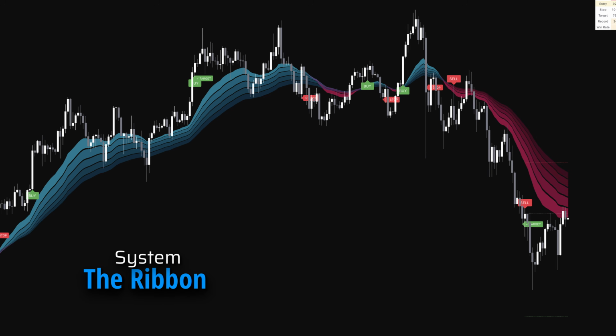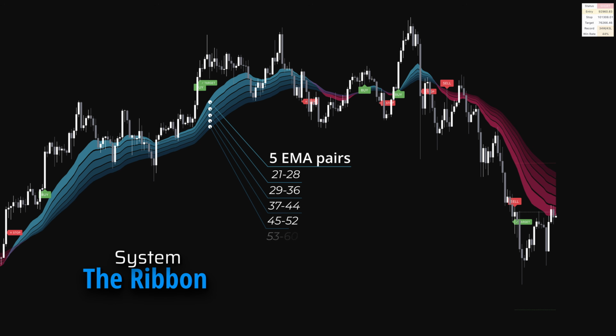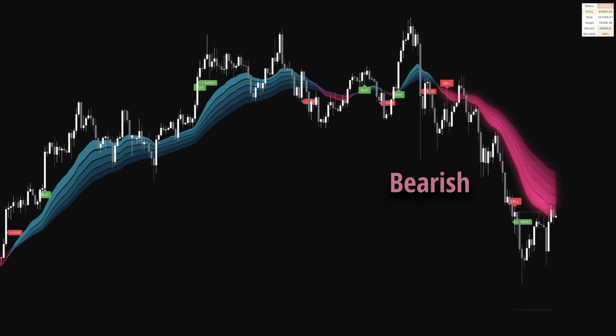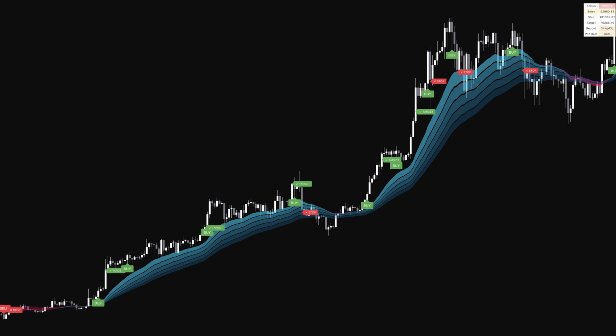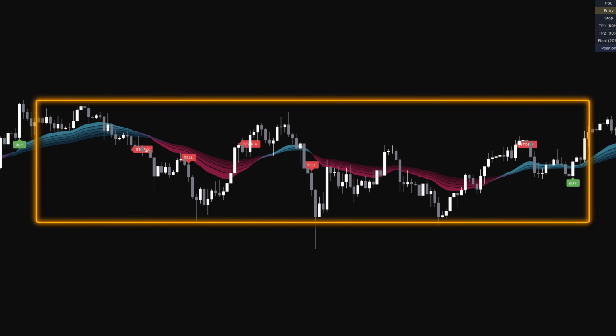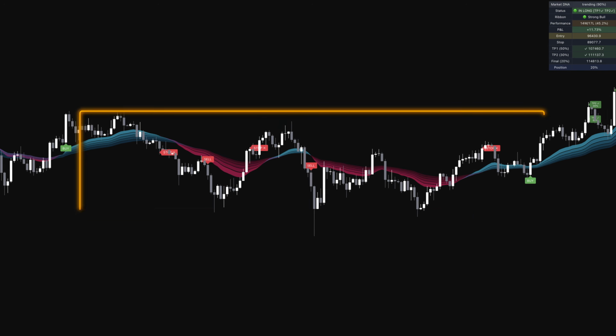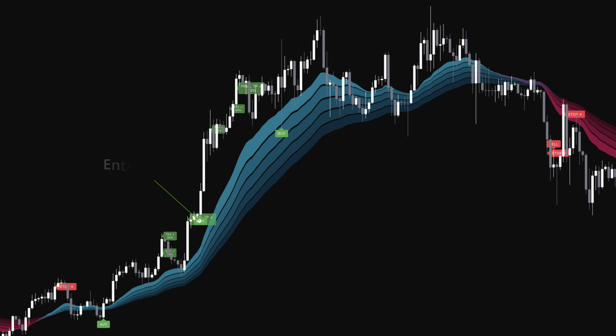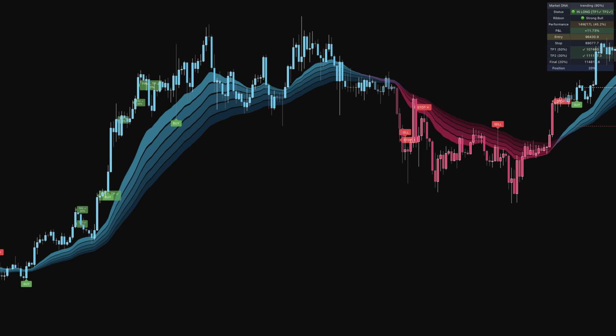5 weighted EMA cloud pairs showing trend strength, direction, and momentum in real time. Blue-teal means bullish, red-pink means bearish. When all 5 clouds align in one direction, you have a strong trend. When they're mixed, the market is choppy or transitioning. The ribbon isn't just visual, it drives the entire system. Signals, exits, candle colors, everything references ribbon state.